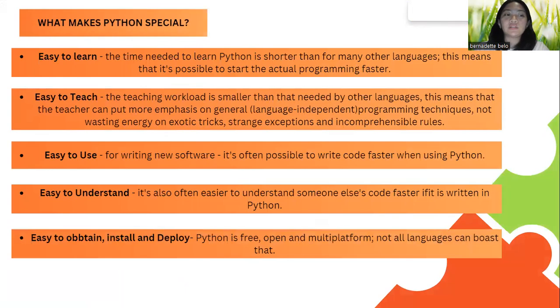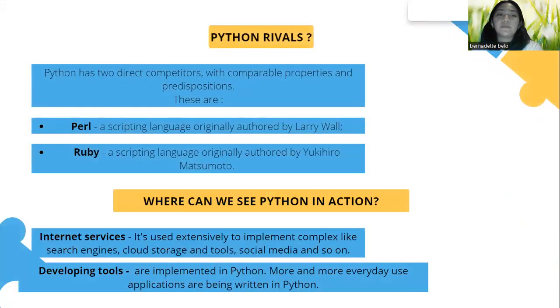What makes Python special? Python is easy to learn, easy to teach, easy to use, easy to understand, and easy to obtain, install, and deploy. Python rivals: Python has two different competitors with comparable properties and predispositions. These are Perl, a scripting language originally authored by Larry Wall, and Ruby, a scripting language originally authored by Yukihiro Matsumoto.